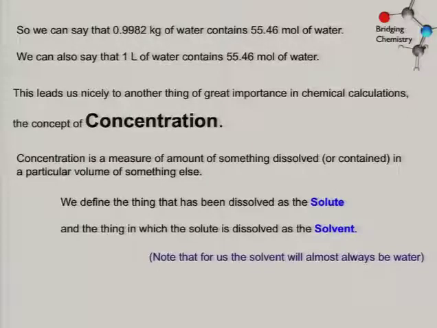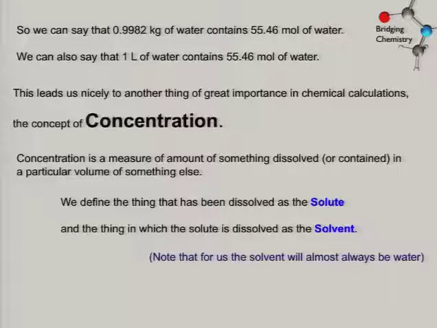But this idea of a certain amount of stuff in a certain volume of the stuff leads us into this idea of concentration. So we've talked about molar masses and working out amounts from masses. The other really important fundamental idea that you're going to have to be able to use is this business with concentration. So concentration is a measure of the amount of something dissolved or contained in a particular volume of something else. So if you like, molar mass was a way of working out the amount of something in a certain mass. Concentration is a way of working out the amount of something in a certain volume of something else.